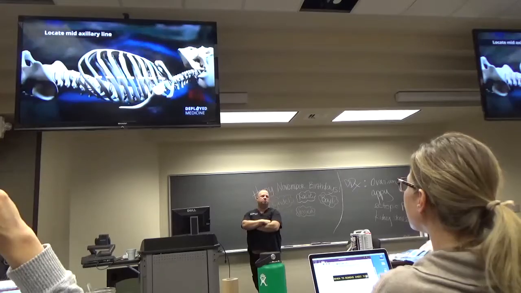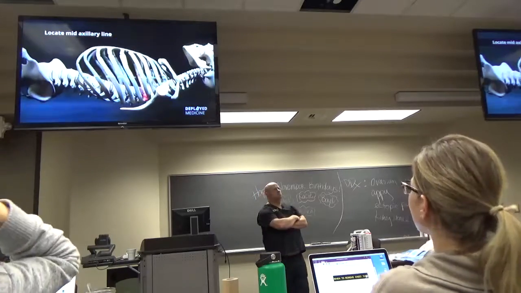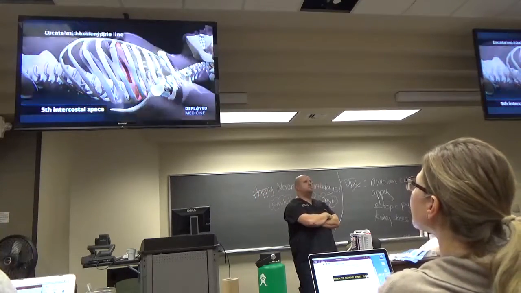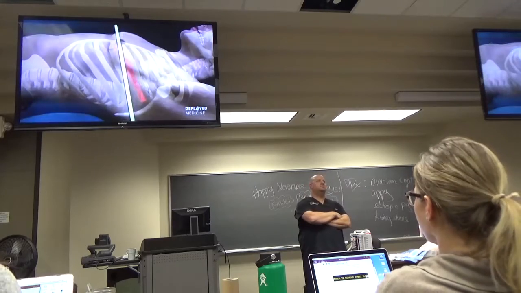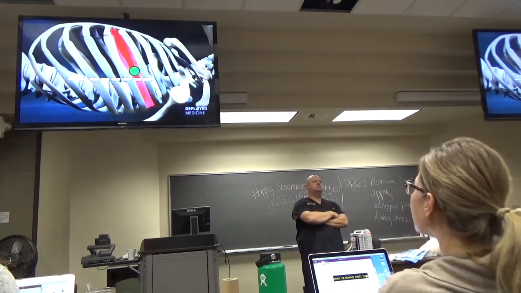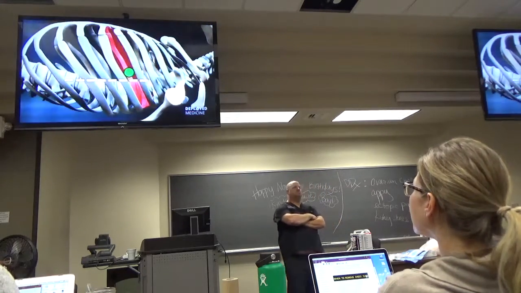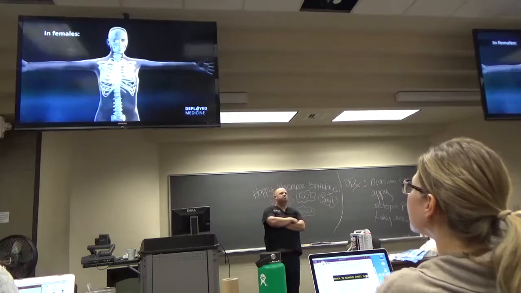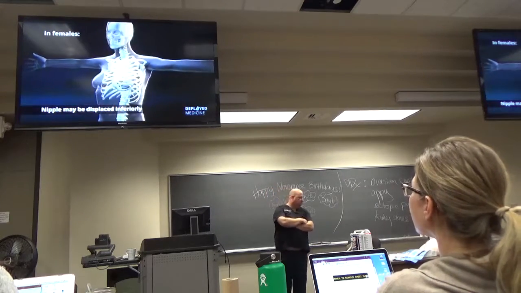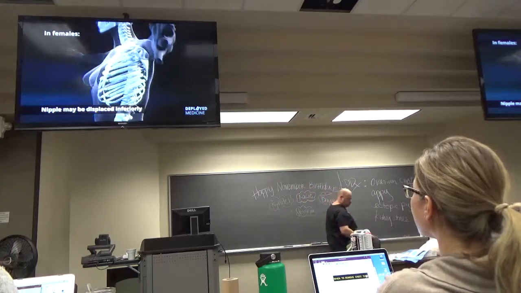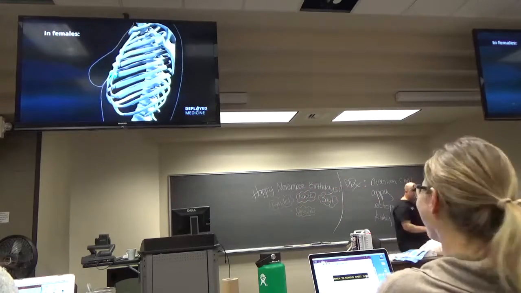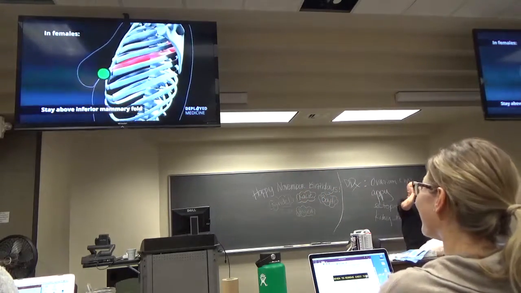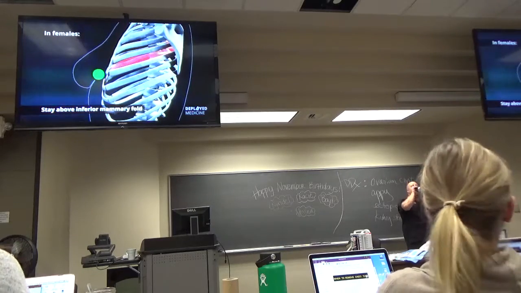We go to the mid-axillary line. We go to the fifth intercostal space, which on males is about the nipple. So you go just anterior to that fifth intercostal space, mid-axillary line. All right? In females, the nipple may be displaced inferiorly due to the large pendulous breast. So remember to stay above the inferior mammary fold where the nipple would normally lie.